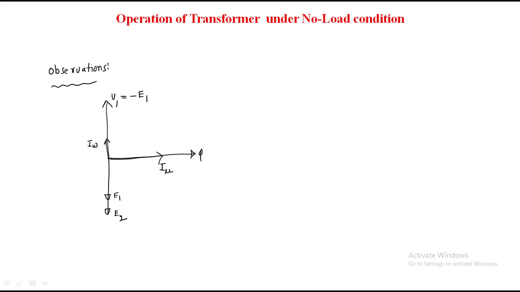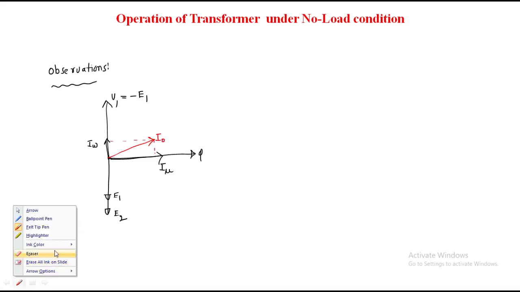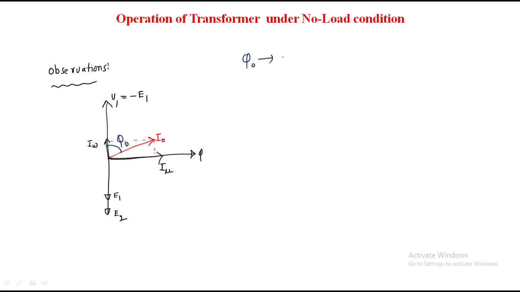But what is the resultant between these two? This is not I naught. So what is the phase angle between current and voltage? That is phi naught. So where phi naught is what? No load phase angle. And cos phi naught is what? No load power factor. What is the value of the power factor?